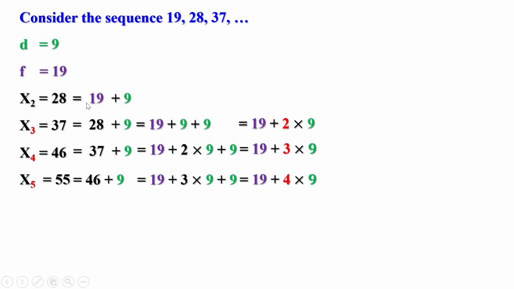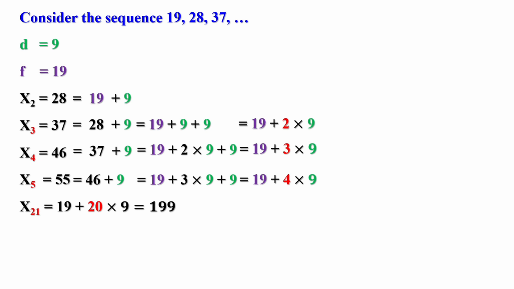Second term is 19 plus 1 times 9. Third term is 19 plus 2 times 9. Fourth term is 19 plus 3 times 9. Fifth term is 19 plus 4 times 9. Now what is the 21st term? 19 plus 20 times 9, right? And that is 199. Now let us find the algebraic expression.